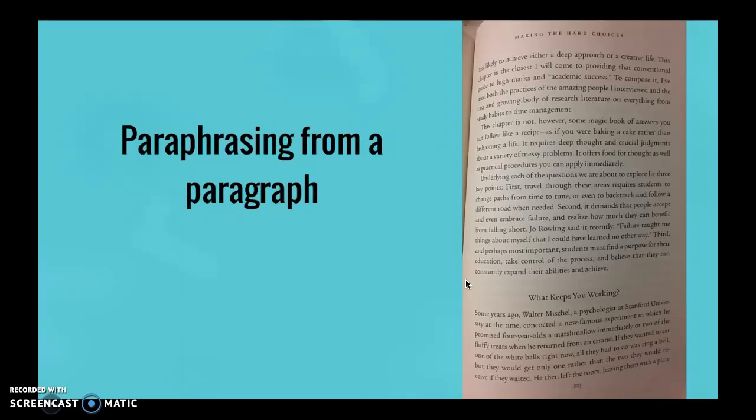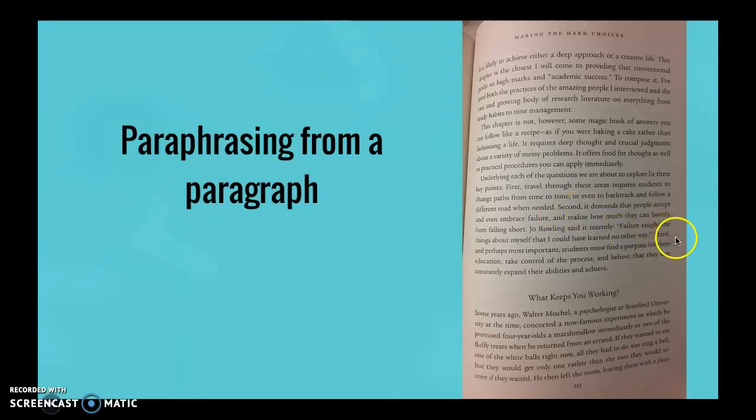So I really like this paragraph because I really like the 3 key points that Bain brings out. And he does this in a way that makes it really easy to find the key points because he has these signposts, first, second, and then third.